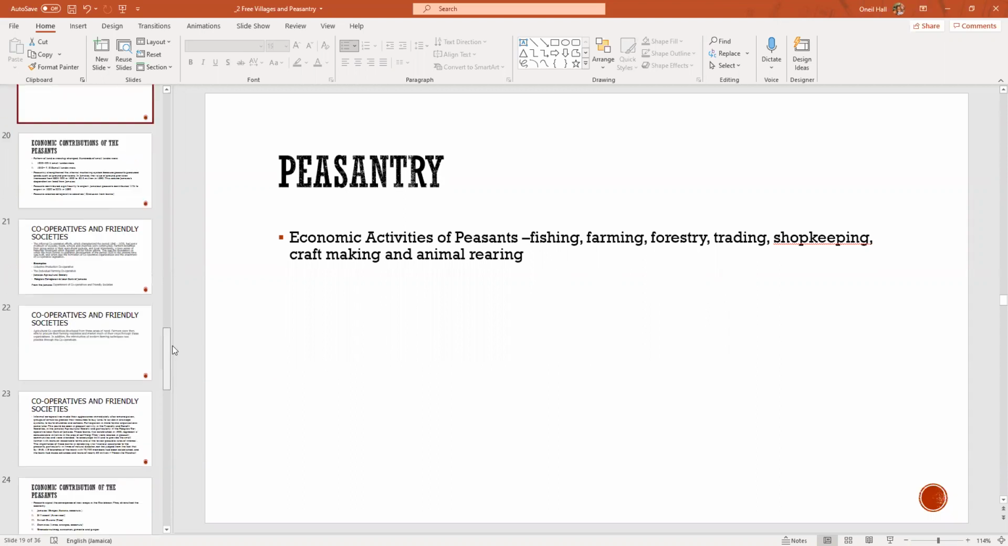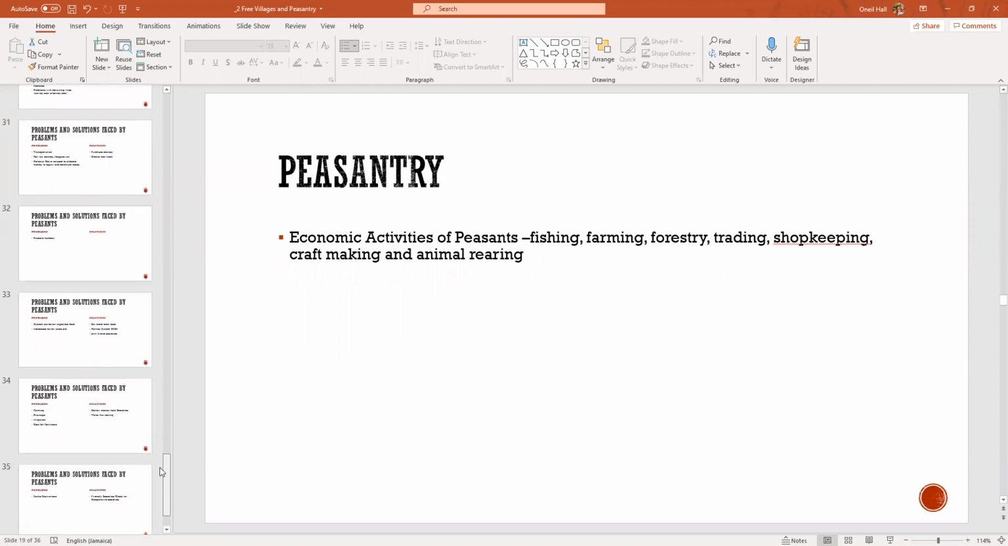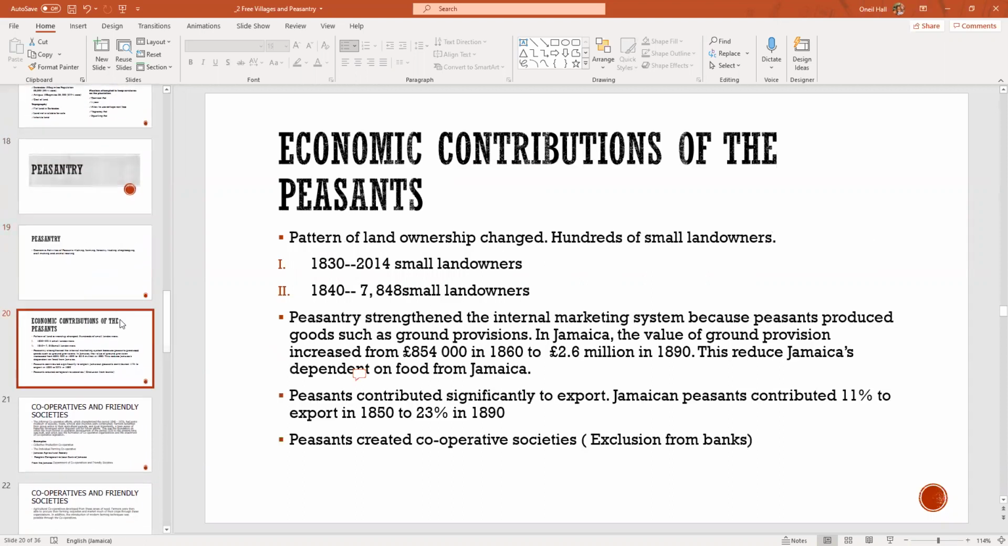Now, one of the things with the syllabus is that it usually asks us about the contributions of the peasants, right? So we divide contributions into three: economic, social, political. Now we're going to look at the economic contributions of the peasants to the Caribbean.